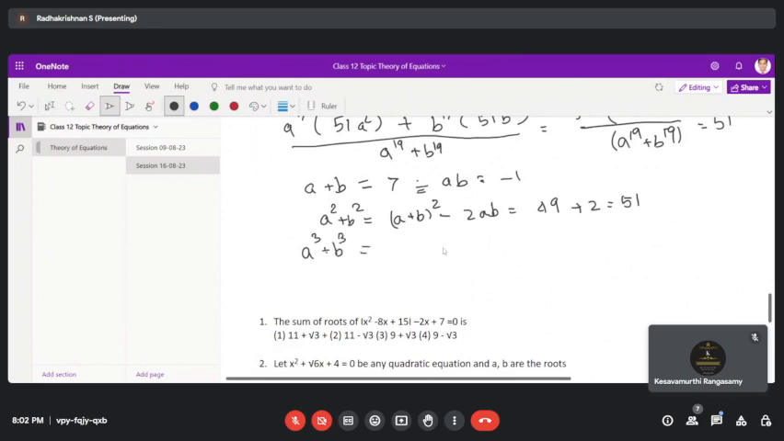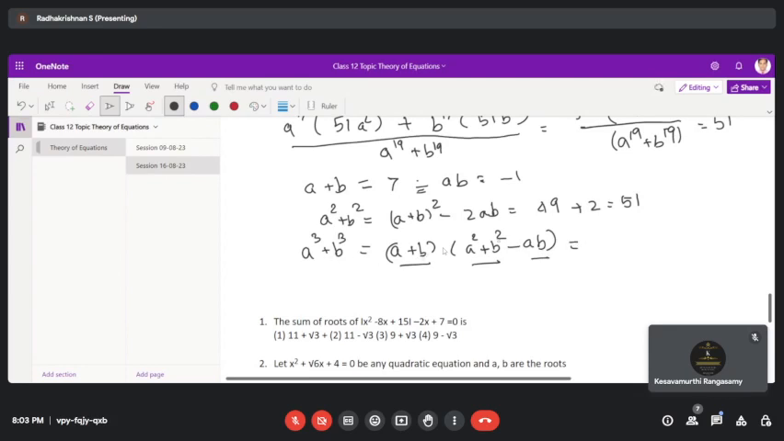Suppose in another problem they are asking you to find out some powers like this. You can use this kind of approach also. In that problem there is a simpler way, but some problems may not have that approach, and some problems this may be easier to approach. So either one, this will be again a plus b into a square plus b square minus ab. See, now you know a plus b, a square plus b square, ab. So we can calculate a cube plus b cube easily.